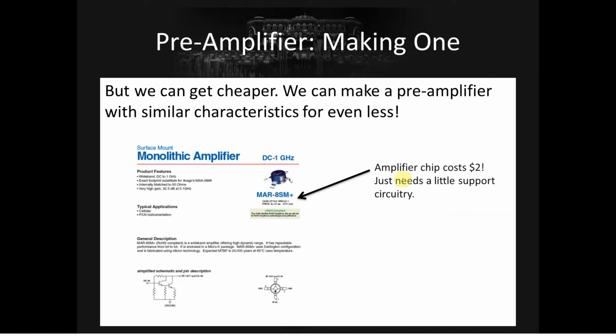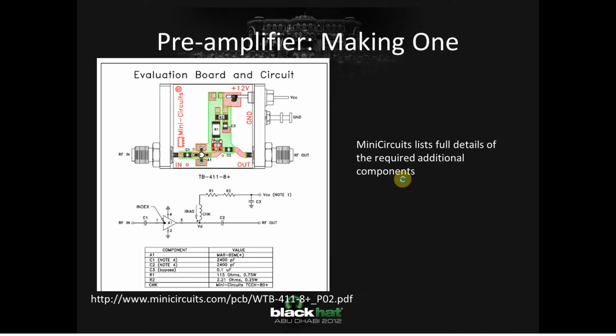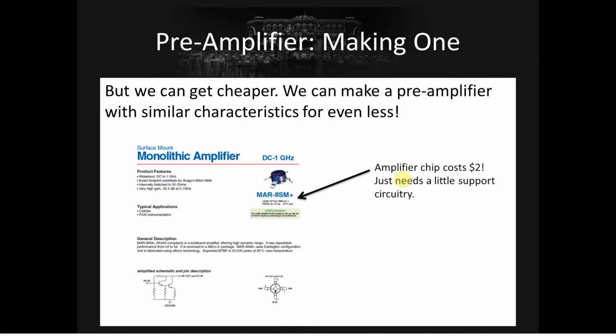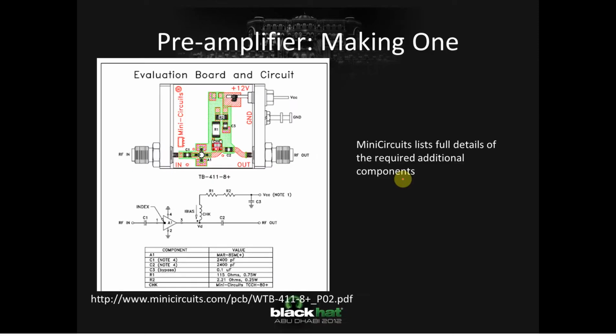But if you're too cheap for that, or you just don't want to bother, you're just playing around, you can buy these handy amplifier chips, monolithic amplifiers. They're quite nice, very easy to use devices, very cheap, about $2. This is the Mini Circuits example again. I like using them, but there are other companies that may be easier to find in your local market. I have some of those listed in the white paper.